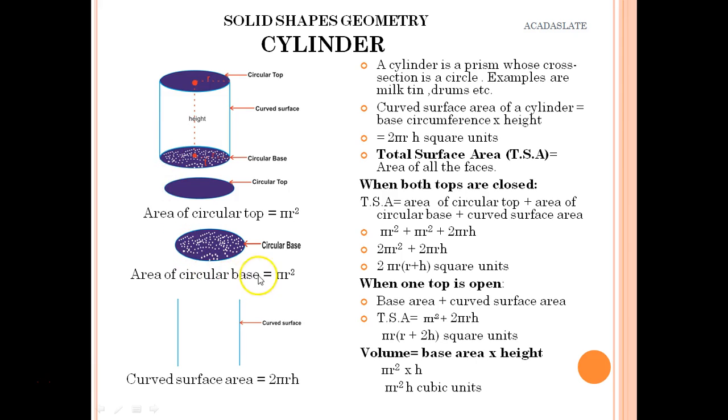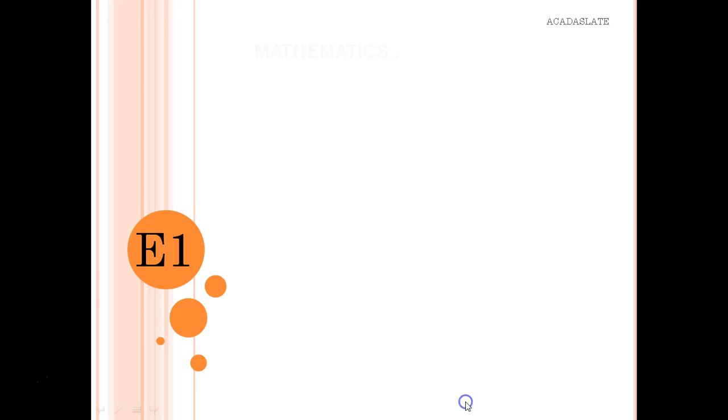So we are talking about the area of a circular base, which is pi r squared. You can say that the volume is pi r squared times h, which is pi r squared h. And since it is volume, the unit is usually a cubic unit.